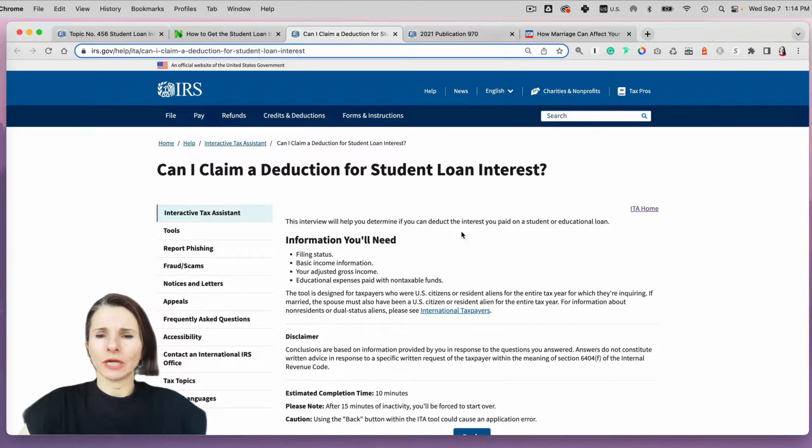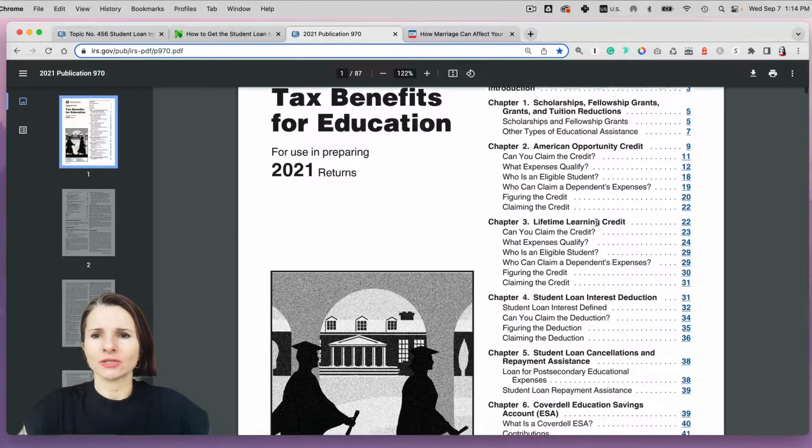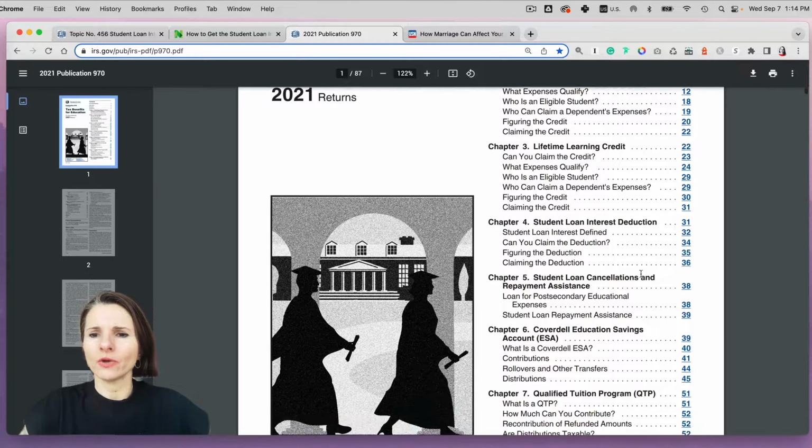If you're not sure if you can claim the student loan interest, there's this interactive tax assistant, and I put a link as well. You can just provide some information, and it will ask you a couple of questions and tell you if you can claim it or not. Now, Publication 970, and I know it might be big, but this one is one of those very useful publications from the IRS. It has all the education credits listed here. You can scroll down to the student loan interest deduction, and you will have more information. It's pretty straightforward.